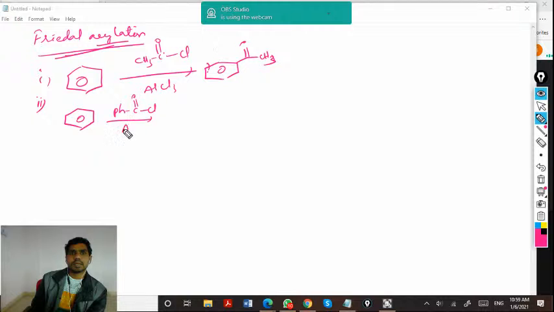So this is benzoyl chloride. What could be the product? The previous one gave acetophenone; if it is benzoyl chloride, it will give benzophenone. So try to draw the product and write the name.